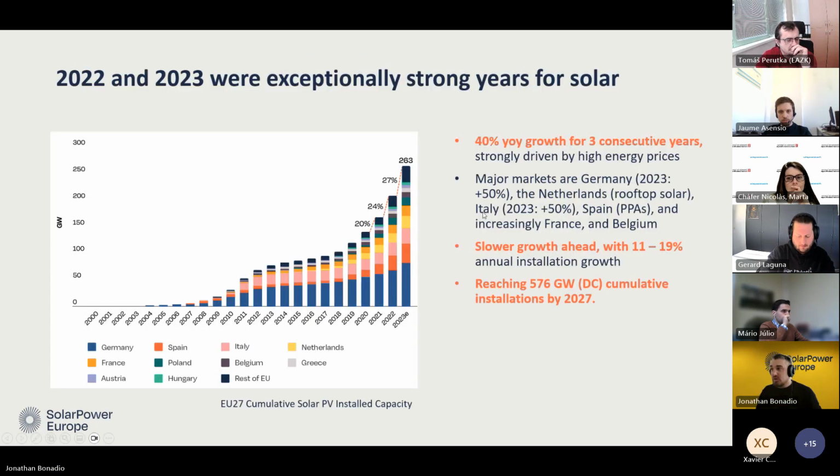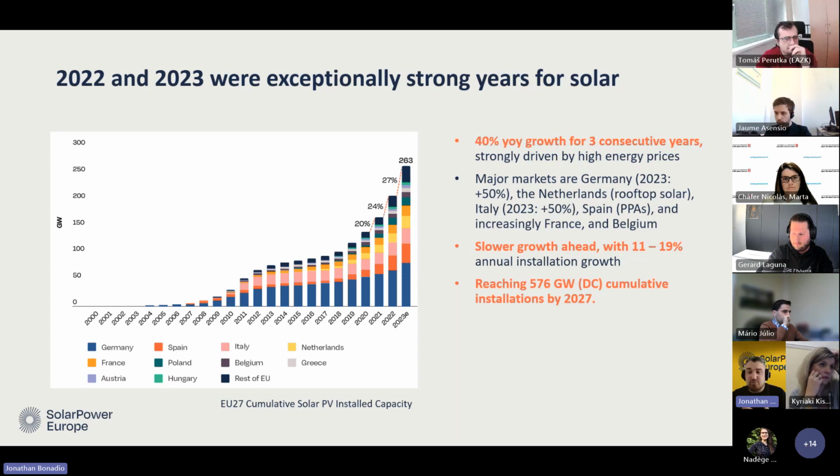So in terms of total installed capacity, there are 263 gigawatts. There has been 40% year-over-year growth for three consecutive years, which is majorly driven by the increase of electricity prices, because solar represents a viable financial alternative for households, for companies, for factories, and also for utility scale solar installations.